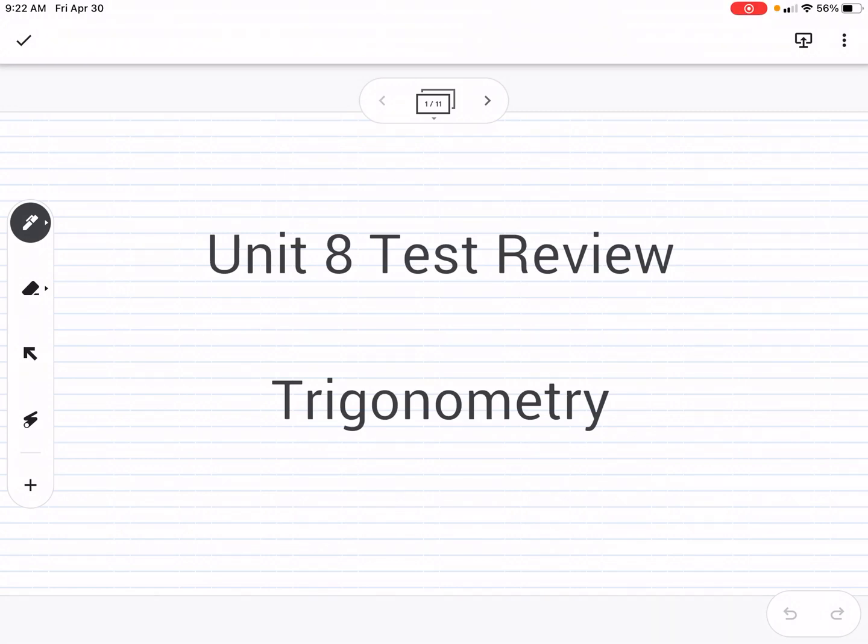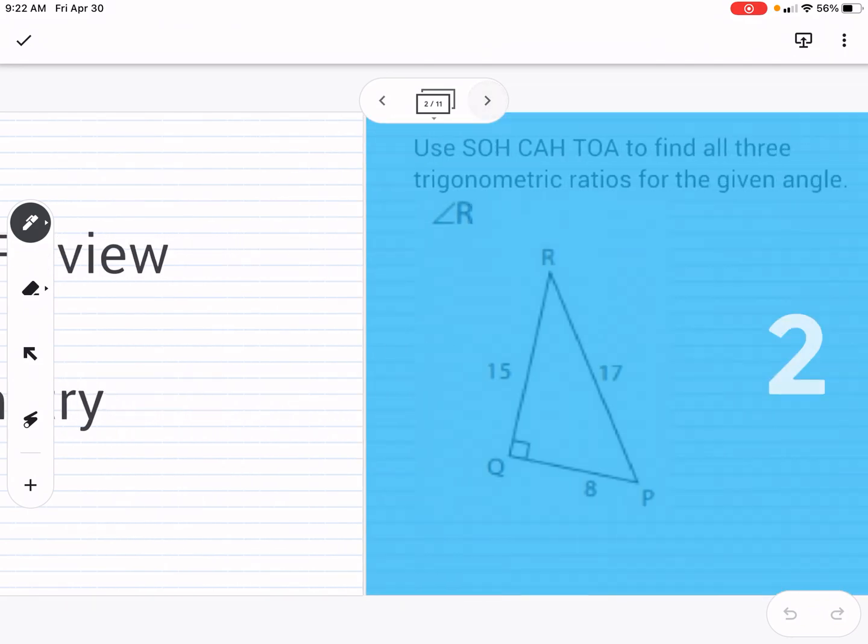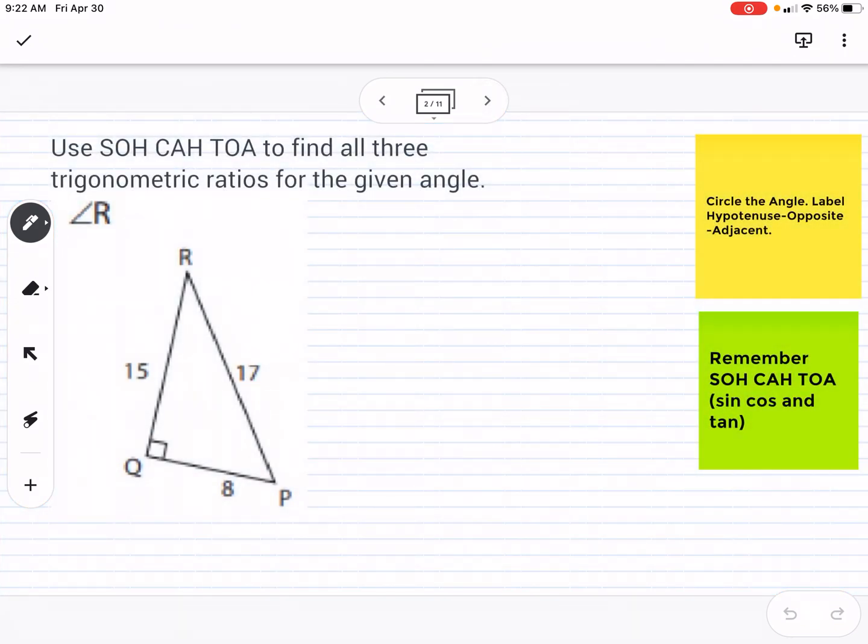In this video, we'll be reviewing for the Unit 8 test on trigonometry. So the first topic that we learned was SOH CAH TOA, where you can use SOH CAH TOA to find missing sides or angles in right triangles using trigonometry.